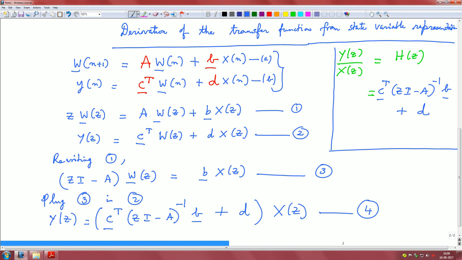Clear? So basically, if you have a linear time invariant model, you can get the state space representation, and your state space representation can be different from what somebody else may have depending upon how you have formulated your state variables, but your transfer function has to be the same.